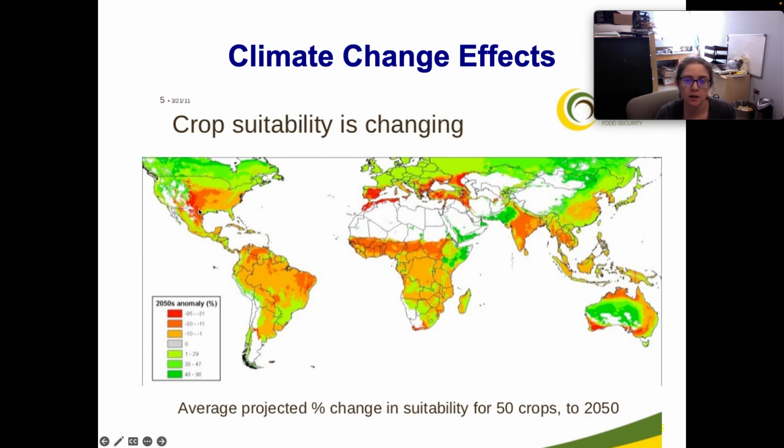Some other areas, though, are going to be less suitable. So we can see some places like Spain and some parts of northern Africa and some places in the Middle East are going to be less suitable for growing crops. But even in the United States, there's some broad areas that are going to be less suitable, including some places where we grow a lot of crops. And so that'll be important to deal with as we're trying to continue to maintain agricultural production during climate change and with a growing population.